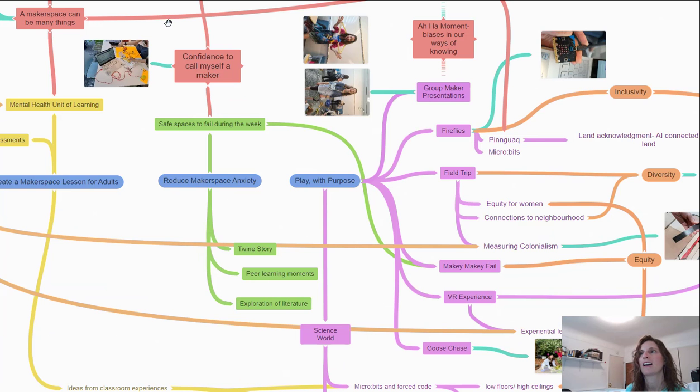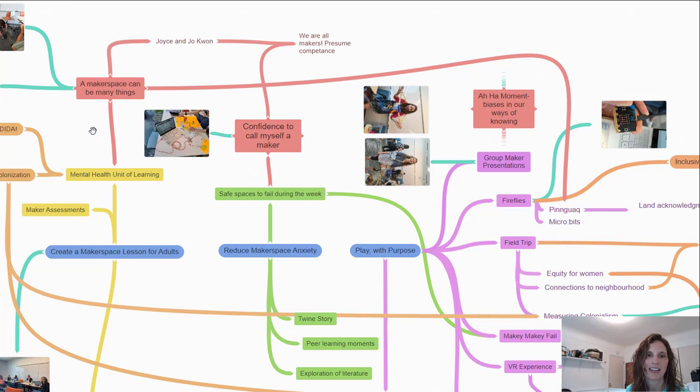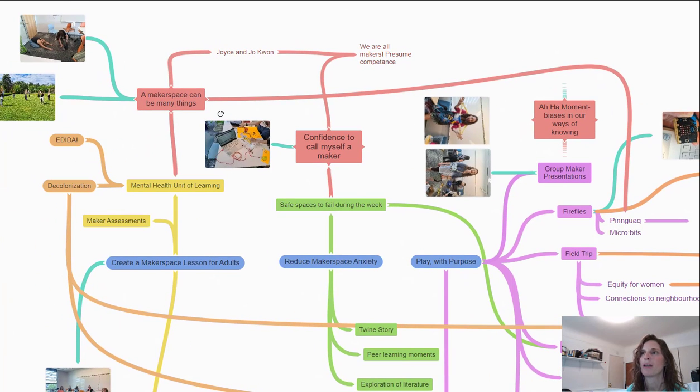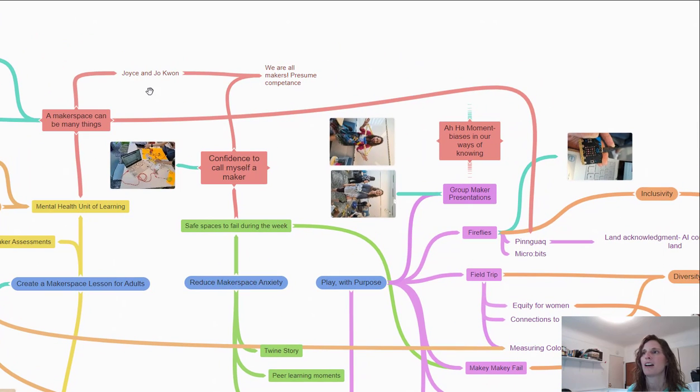But I also identified throughout the week that a makerspace can be many things. I learned this doing my critical learning tasks, but it really became clear to me through the activities we did this week that there are so many definitions of what a makerspace can be. I think we even surprised our instructors by creating a lesson that used yoga and used our bodies for making. And I really liked what Joyce and Joe Kwan said during their presentation, that we are all makers, or to presume confidence, because I think that if you look at making as so many different tasks, then anybody can do it. We just have to give the opportunity.